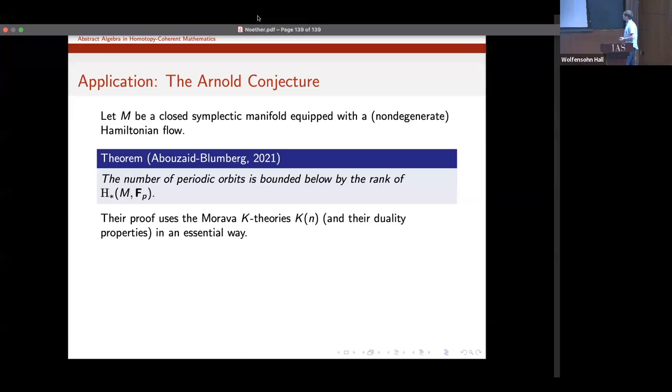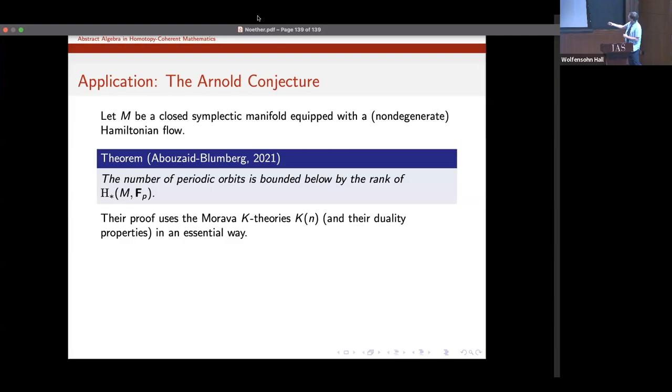The reason is that they ultimately wanted a bound that involved the mod p Betti numbers, but they can't use mod p cohomology directly in the proof because mod p cohomology doesn't have the feature that I mentioned earlier, that compact orbifolds satisfy Poincaré duality. So it was essential to their construction that you have good duality properties for whatever cohomology theory you're using.